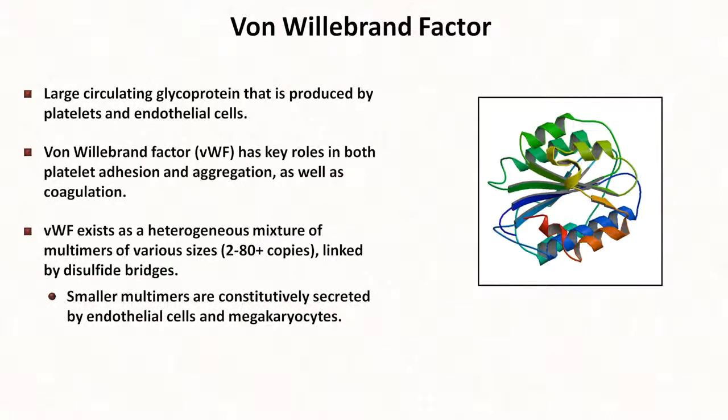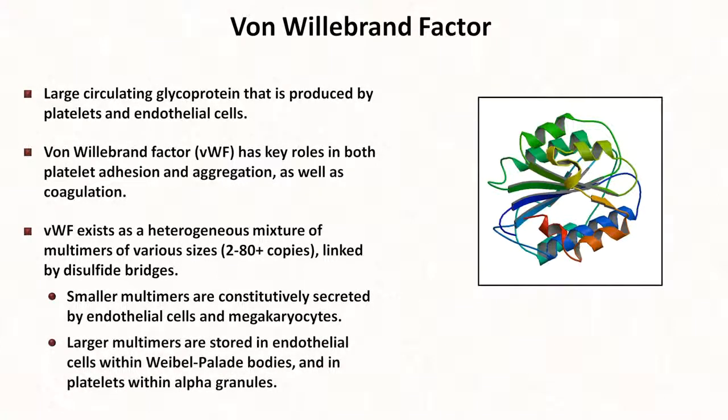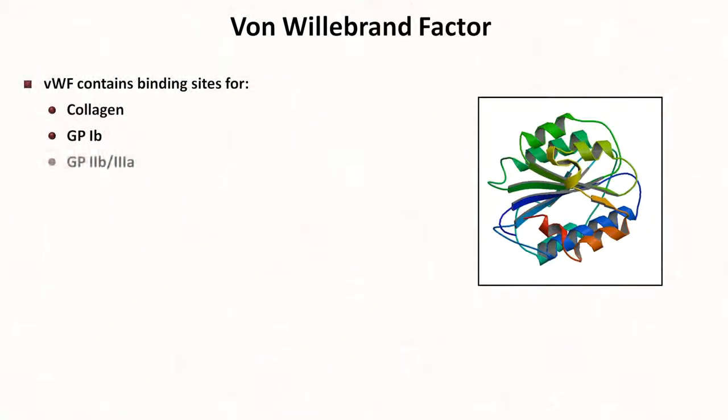Smaller multimers are constitutively secreted by endothelial cells and megakaryocytes, while larger multimers are stored in endothelial cells within structures called Weibel-Palade bodies and in platelets within structures called the alpha granules. The larger multimers have greater activity than the smaller ones. Von Willebrand factor also plays a role in the coagulation cascade, in which it binds to circulating factor VIII, greatly increasing its half-life. The von Willebrand factor protein contains many different binding sites, including ones for collagen, GP1b, GP2b3a, factor VIII, and heparin.